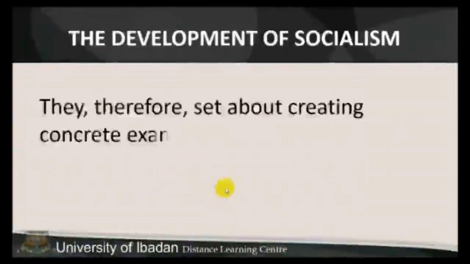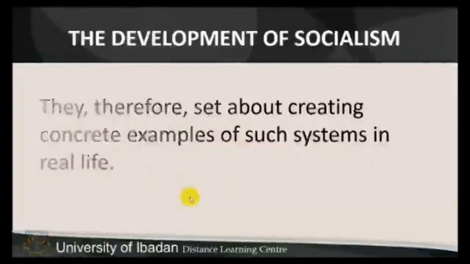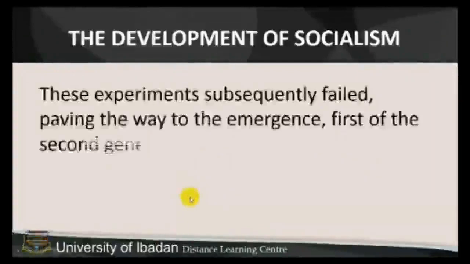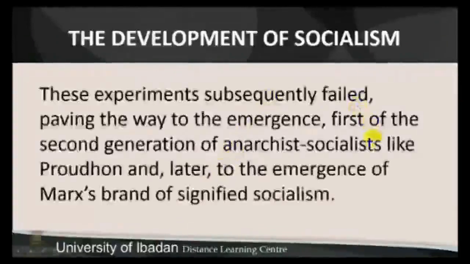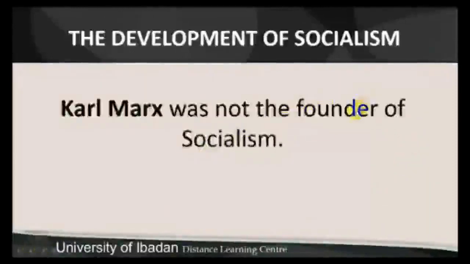They therefore set about creating concrete examples of such systems in real life. These experiments subsequently failed, paving the way to the emergence, first of the second generation of anarchist socialists like Proudhon, and later to the emergence of Marx's brand of scientific socialism. Let us make one point clear at this moment. Karl Marx was not the founder of socialism.